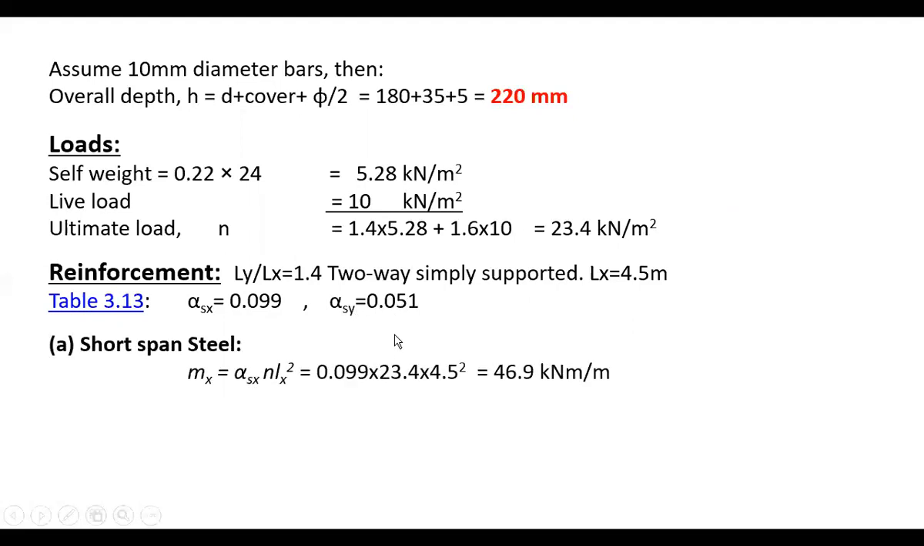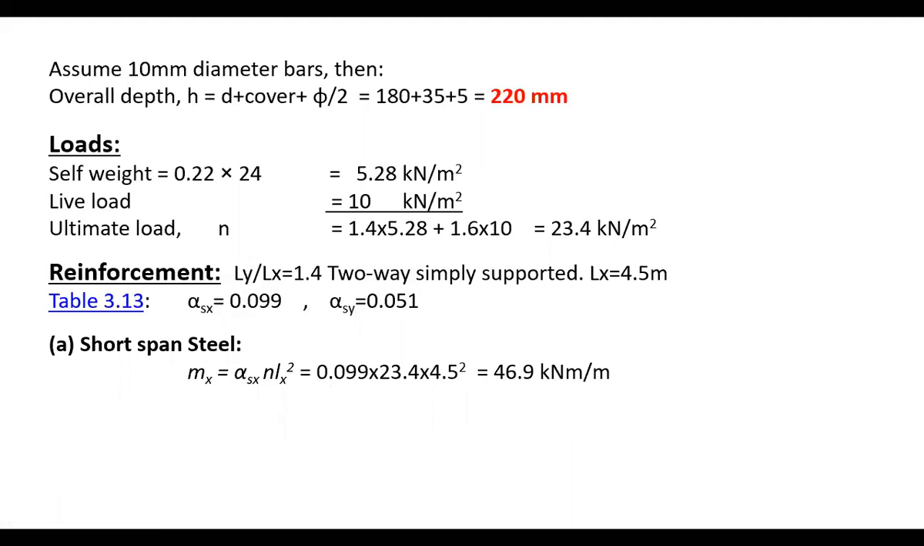Substitute into equation 10 to get the short span steel. So we have to get the moment in the short direction equals alpha Sx N Lx square. Alpha Sx is 0.099. And N here is 23.4. We just substitute it here. And Lx always use a short span. So 4.5 square, okay, multiplication of these values here, it will give us 46.9 kilonewton meter per meter width.